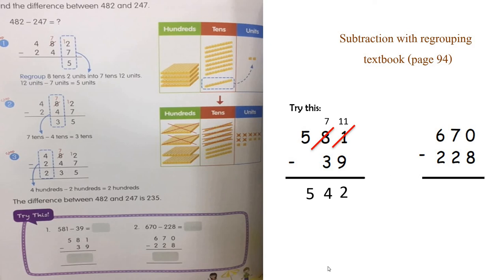The next exercise, which is here 2, I will write it over here bigger so I can solve it. 670 and 228. I have to subtract 8 from 0. It's not enough, so I will borrow from it. So 10 take away 8 equal 2, and 6 take away 2 equal 4, and 6 take away 2 equal another 4. I will write it down here.